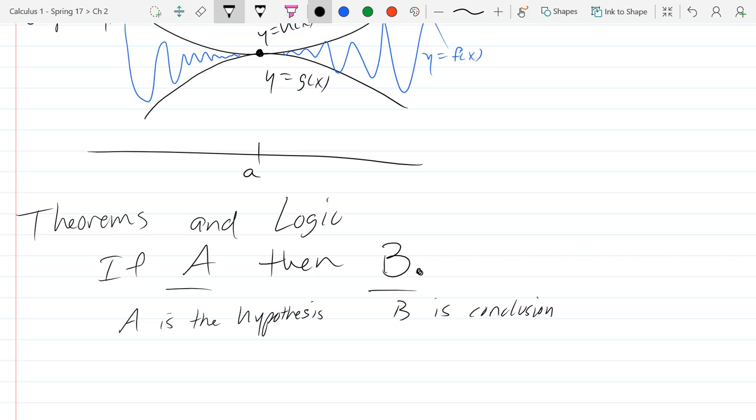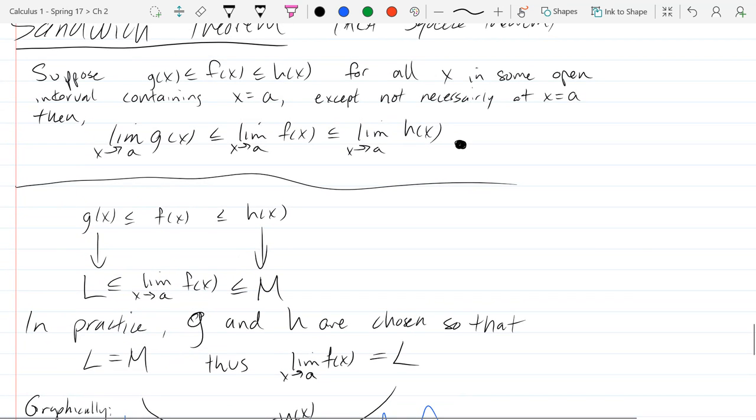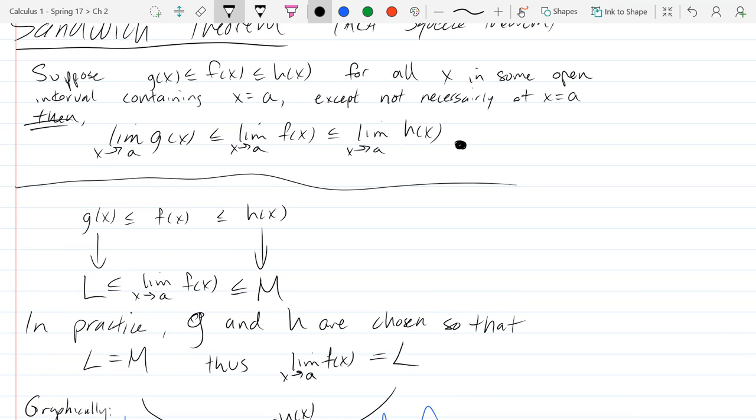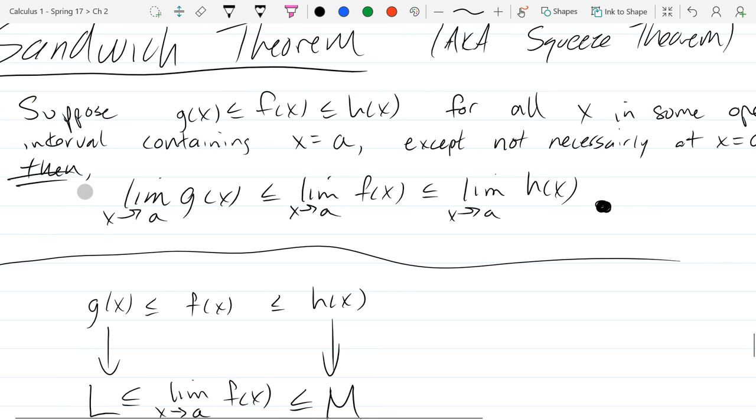In math, a hypothesis is your conditions that must be true. So in this theorem, the hypothesis was everything that came before the word then. So here's the word then, and everything that came before that word is your hypothesis. We need a small function and a big function that had this inequality in an open interval around a. That's all I need to satisfy this hypothesis. So I just need a small function and a big function. And the conclusion is that the limits are ordered in this way: the limit of the small one is less than or equal to the limit that I want, less than or equal to the limit of the big one. So that's our conclusion.